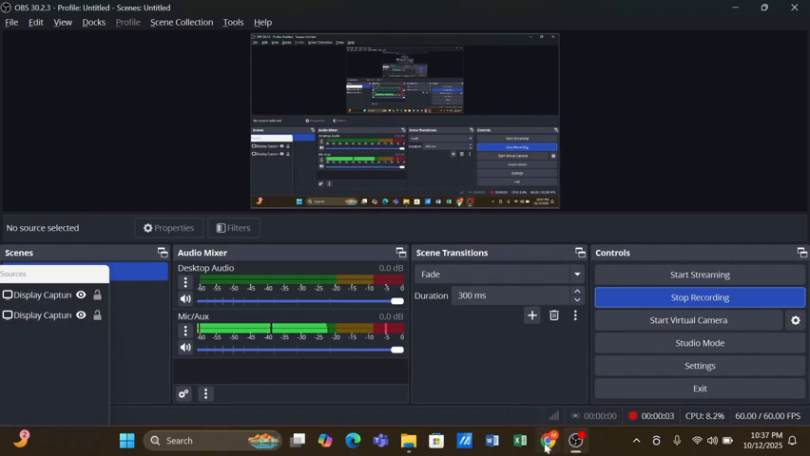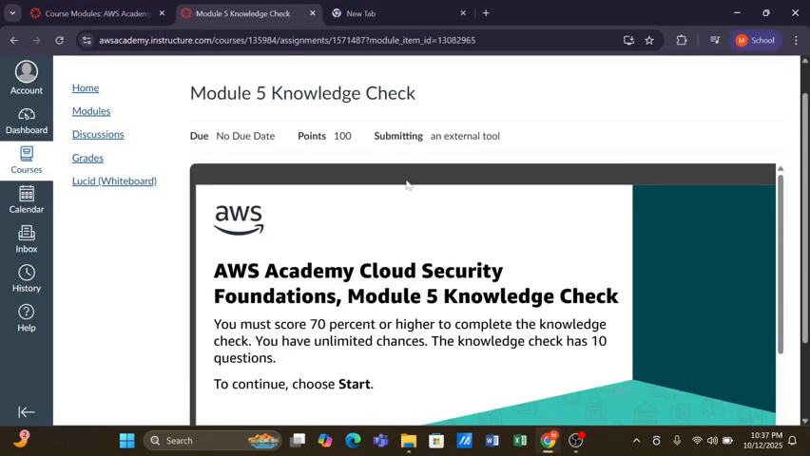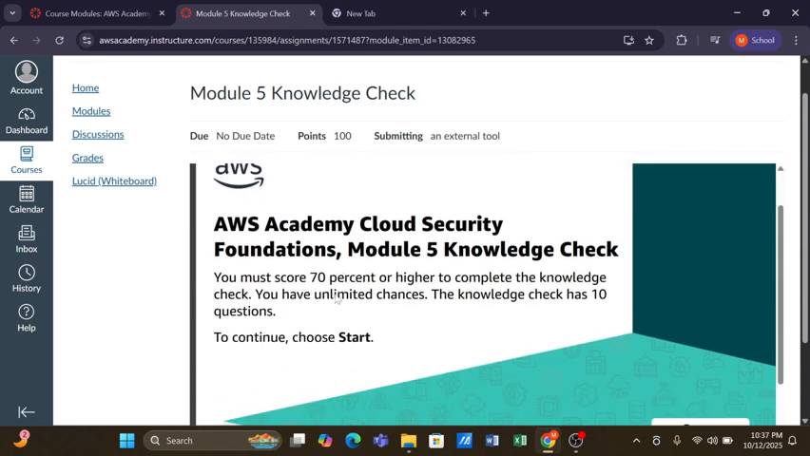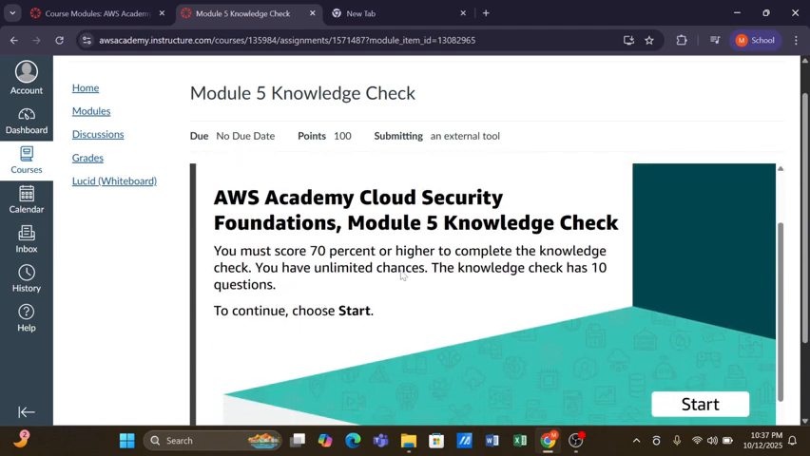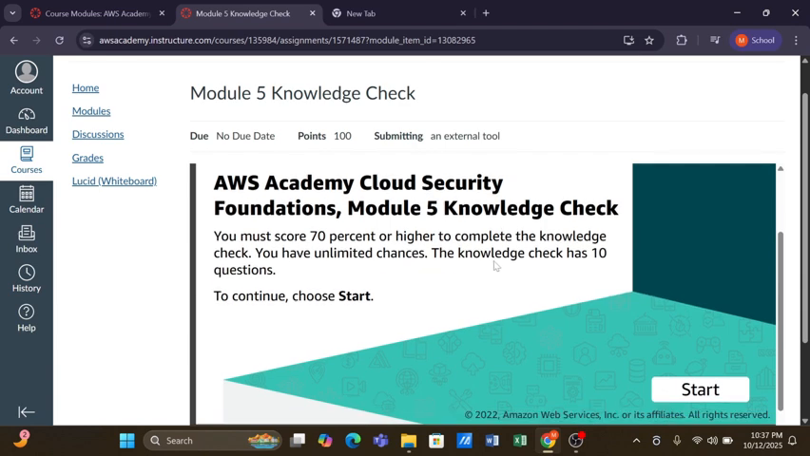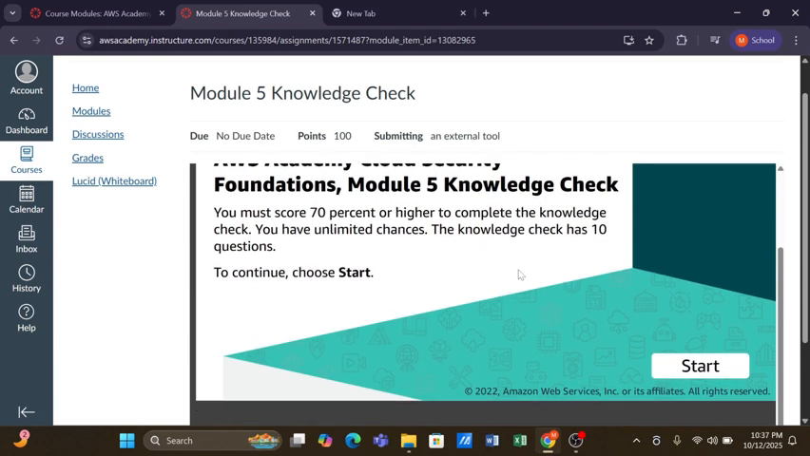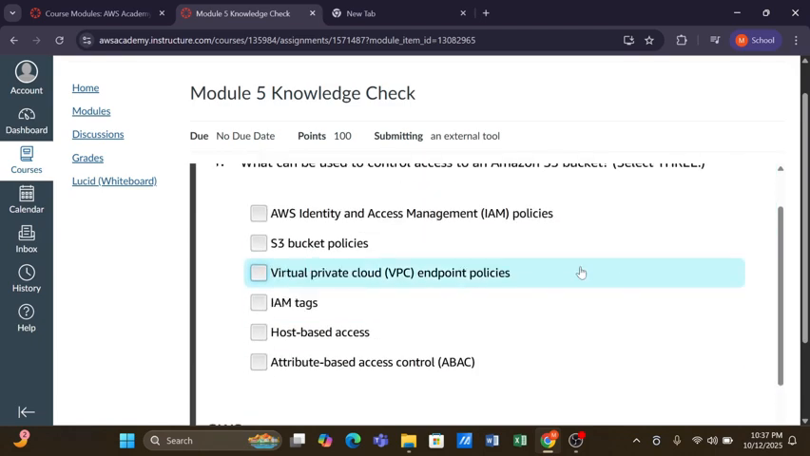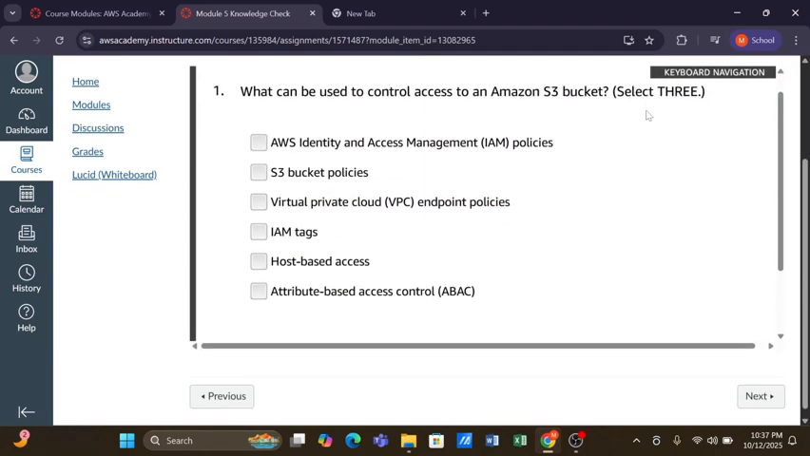So today we will be attempting the module 5 knowledge check here. To pass this we must score 70% or higher to complete the knowledge checks, and we have unlimited chances. The knowledge check has a total of 10 questions. So let's start our knowledge checks today. Let me just start it. Okay, so let us move on to the first question here.